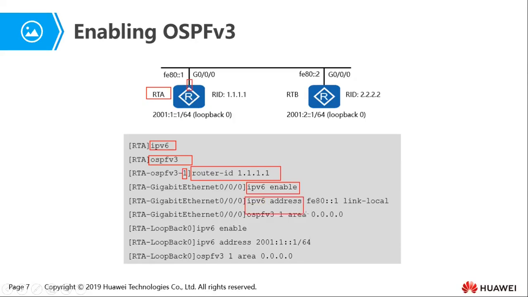Then we configure an IPv6 link local address. Here we are using this link local address FE80::1. When you're configuring an address, you can use the condensed format. You don't have to type the full IPv6 address. Then you need to enable the OSPF process on that interface. Here we are enabling OSPFv3 process 1, and we are also adding that particular interface to area 0.